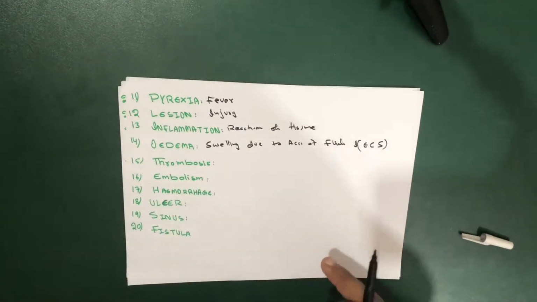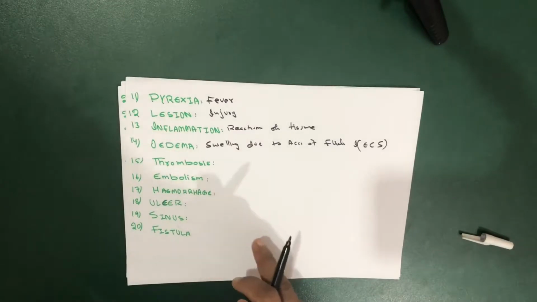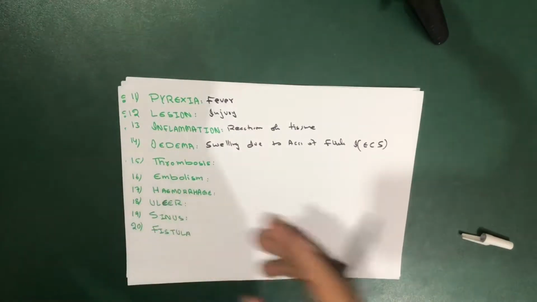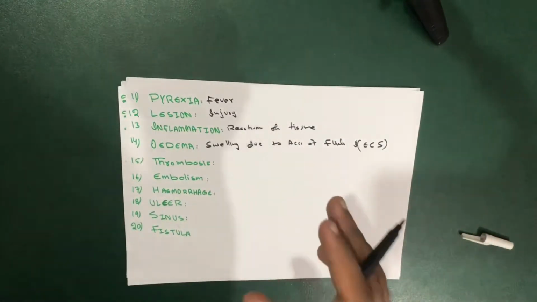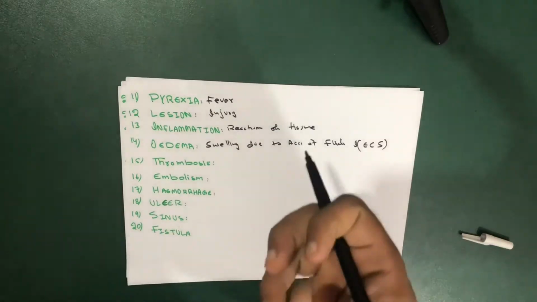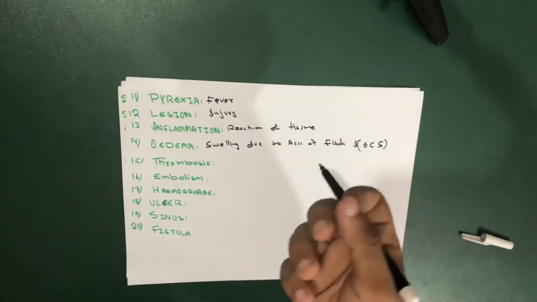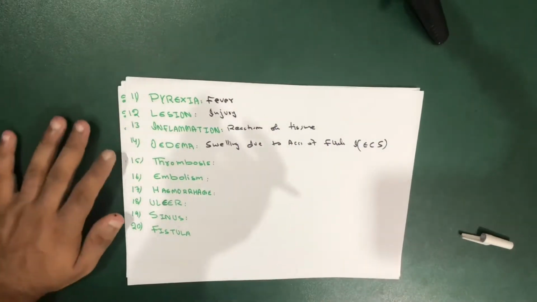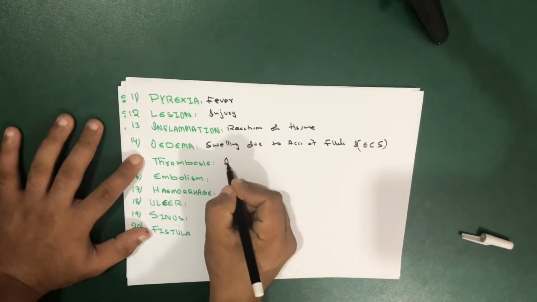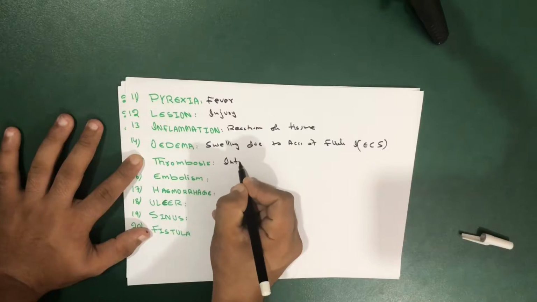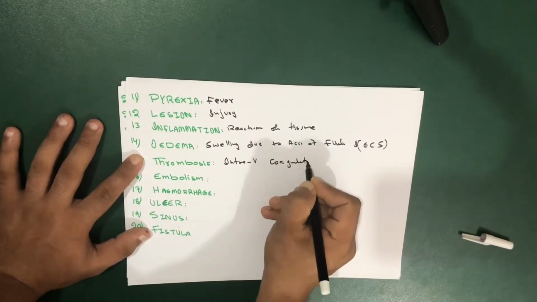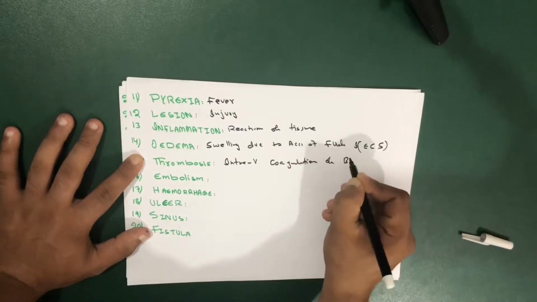Let's move towards thrombosis. What is thrombosis? Thrombosis is intravascular coagulation, or you can say solidification of blood. I would rather say intravascular coagulation of blood. All right.